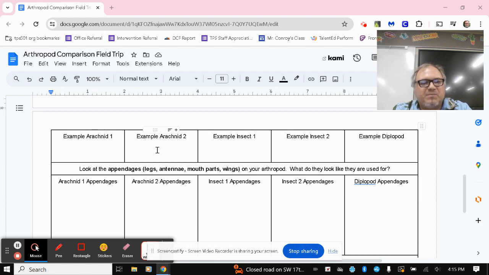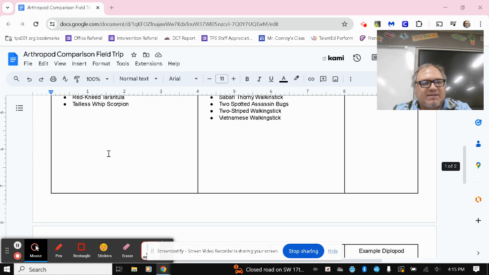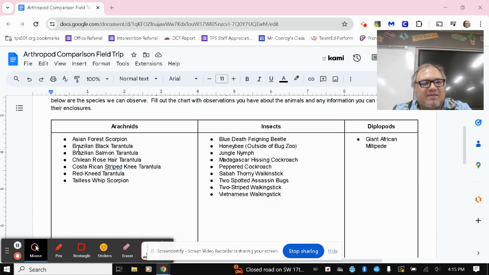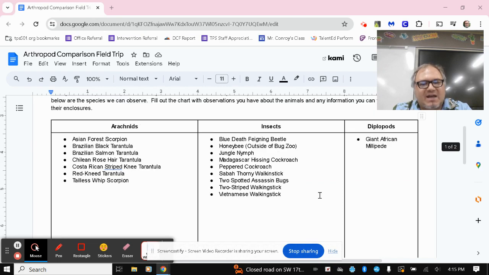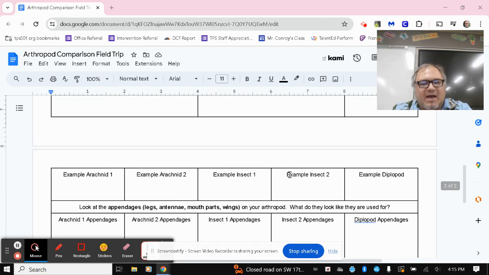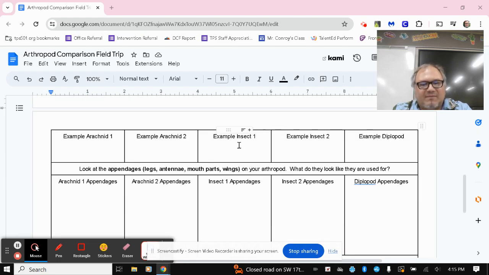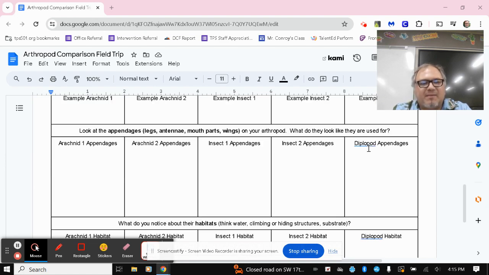on the second page. So, in the first two columns, you will pick two different example arachnids. For example, I could pick the Brazilian black tarantula and then maybe the tailless whip scorpion. Those could be my first two example arachnids. You'll have two example insects. For example, I could pick something like the jungle nymph and then the Saba thorny walking stick. Those could be for these two columns here. And then finally, for the diplopod, no matter what, it would be the giant African millipede.